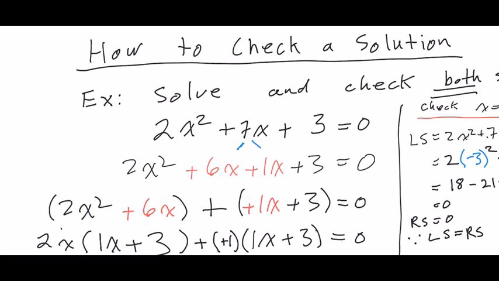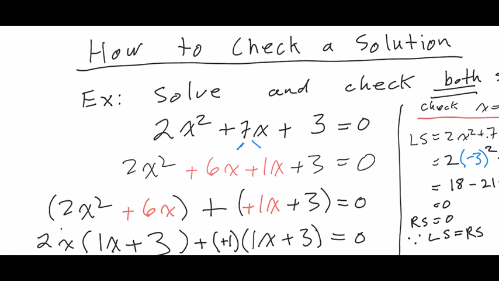Check x is equal to -0.5. So the left side is equal to, well, 2x squared plus 7x plus 3. Remember that this side, the left side, is related to the original equation we started with. Now, let us do our substitution, just like we did up here. And we get this. 2 times -0.5 in brackets squared plus 7 times -0.5 plus 3.